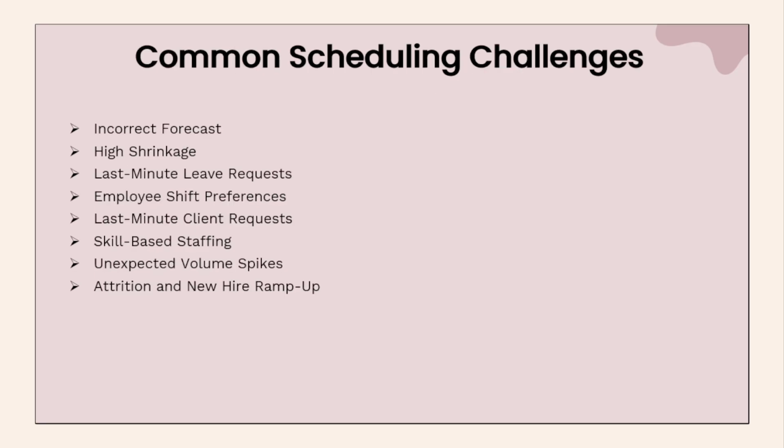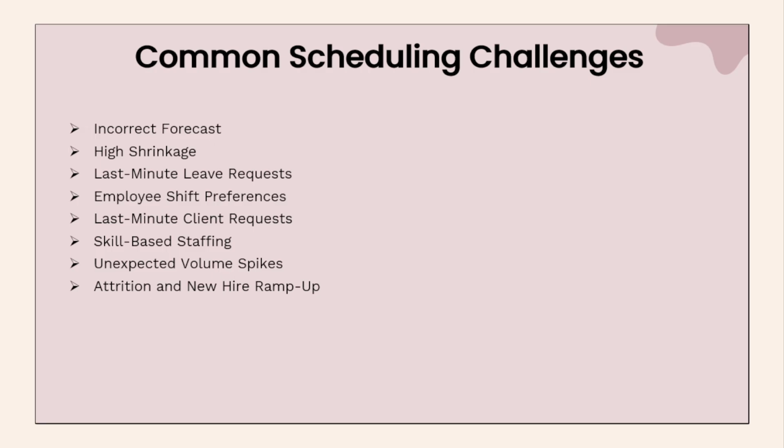Common scheduling challenges. What are the common scheduling challenges we face as a scheduler? Incorrect forecast. If we get an incorrect forecast, the call intervals and call volume that we have derived from that forecast will be wrong. Suppose we derived that at 6 p.m. 40 calls were supposed to come, but 50 calls came. So it will affect my SLA. So the forecast must be correct.